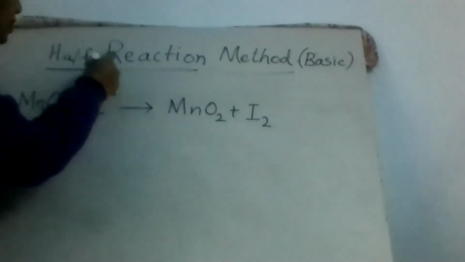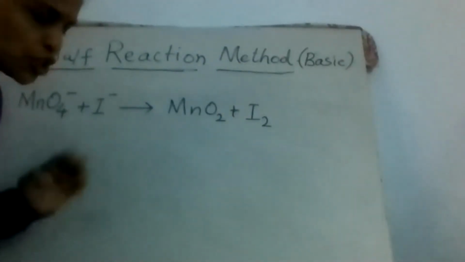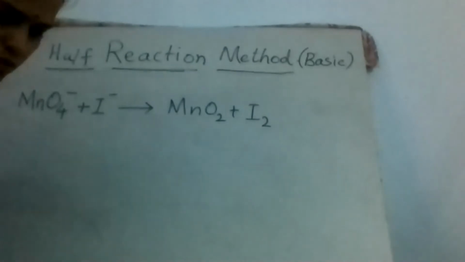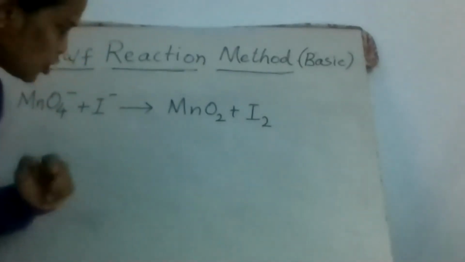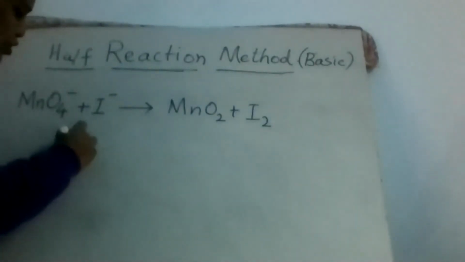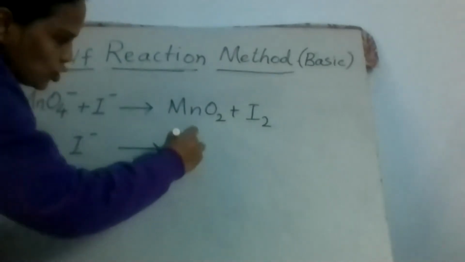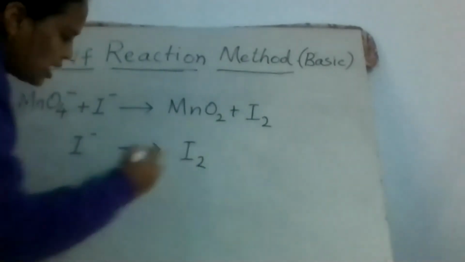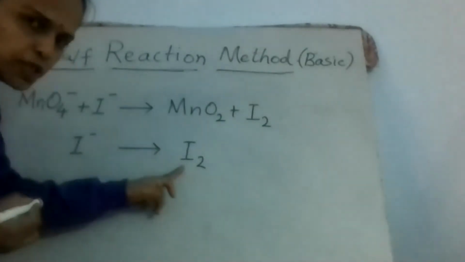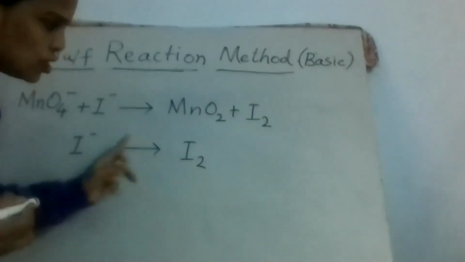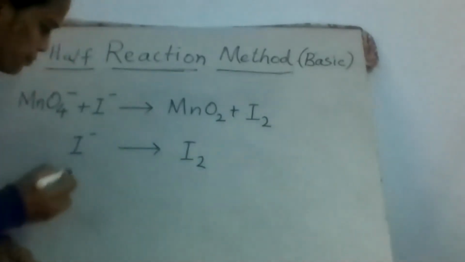You will divide this equation into two half cell reactions. One is oxidation half cell reaction, and the second one is reduction half cell reaction. Firstly, you see, I minus goes to I2 state. I minus is present here in -1 state, and I2 is present here in 0 state.